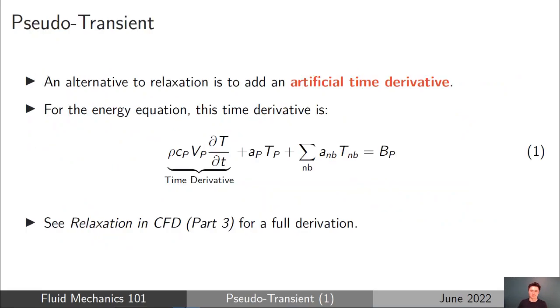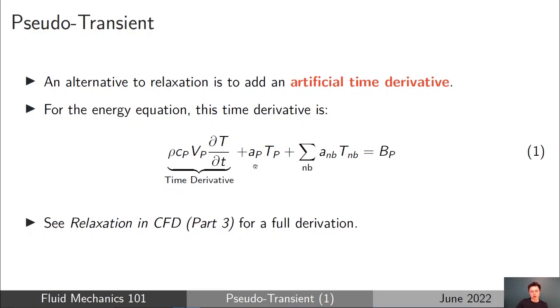And at the end of the last talk on relaxation, I briefly introduced the method of pseudo-transients as an alternative to using relaxation to achieve a steady-state solution in CFD. And the basis of the pseudo-transient approach is to add an artificial time derivative to the steady-state equation. And in equation 1 here on the slide, if you go back to the relaxation and CFD talks, you'll see the full derivation of this equation.